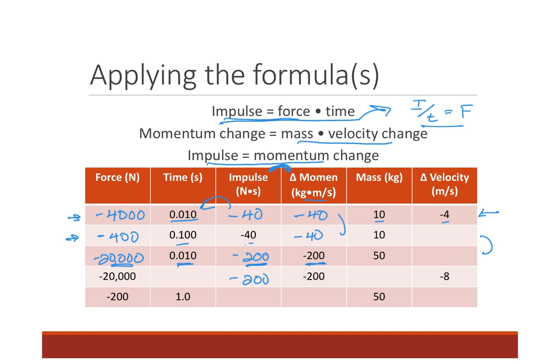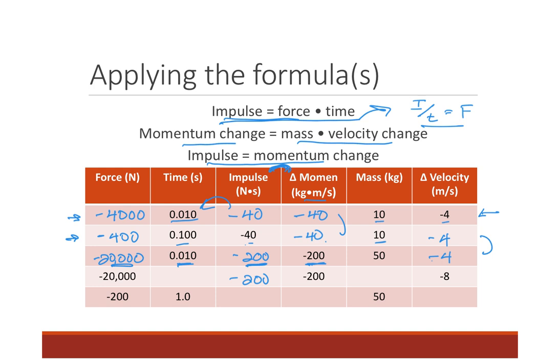So that can take us back to our momentum change formula, where the change in momentum is the mass times the velocity change, or the velocity change is going to then be momentum divided by mass. So we have our momentum of -40 divided by our mass of 10, and so it's going to give us a velocity change of -4 meters per second. Same thing is true for our third row, where we have a momentum of -200, a mass of 50, and that also gives us a velocity change of -4.